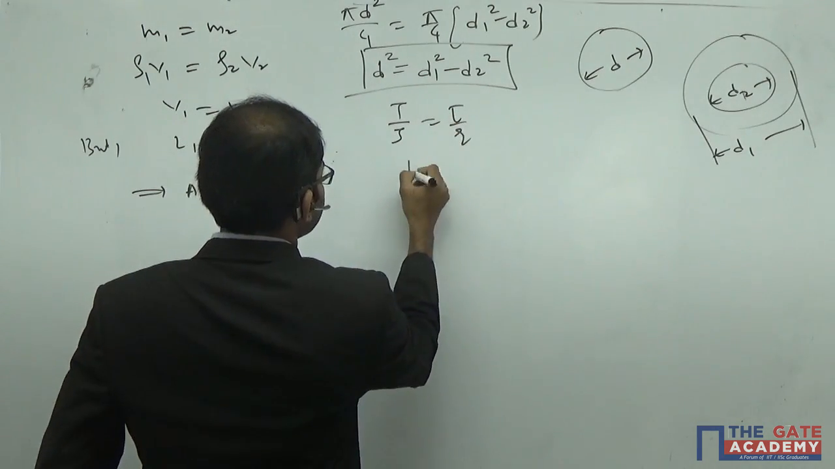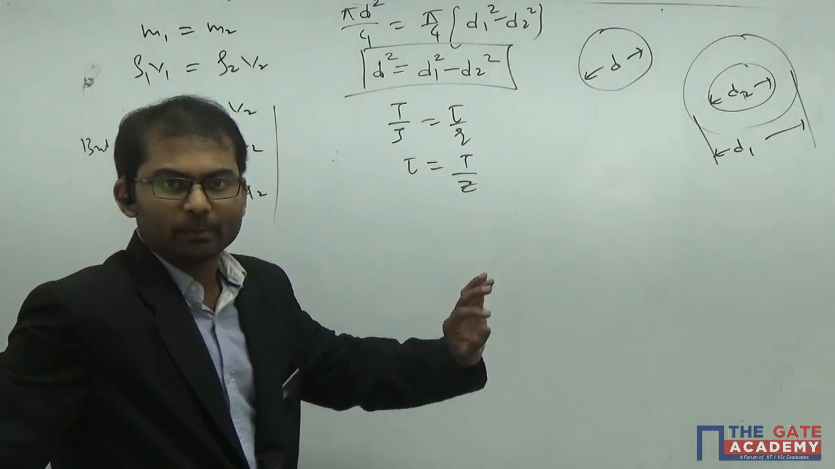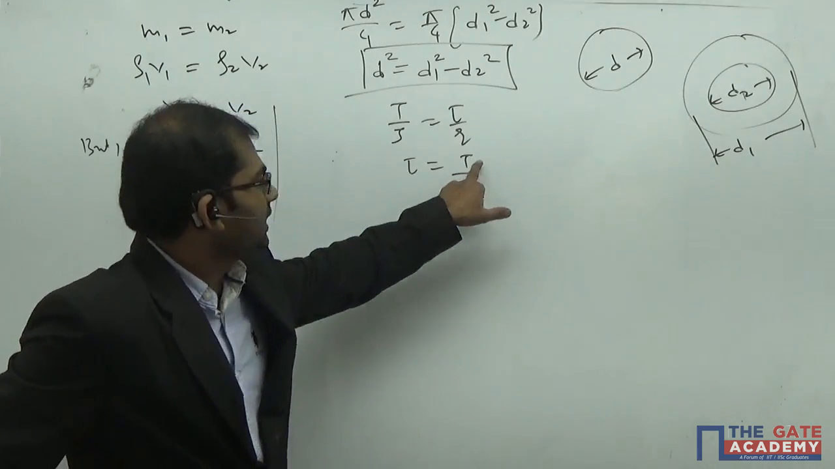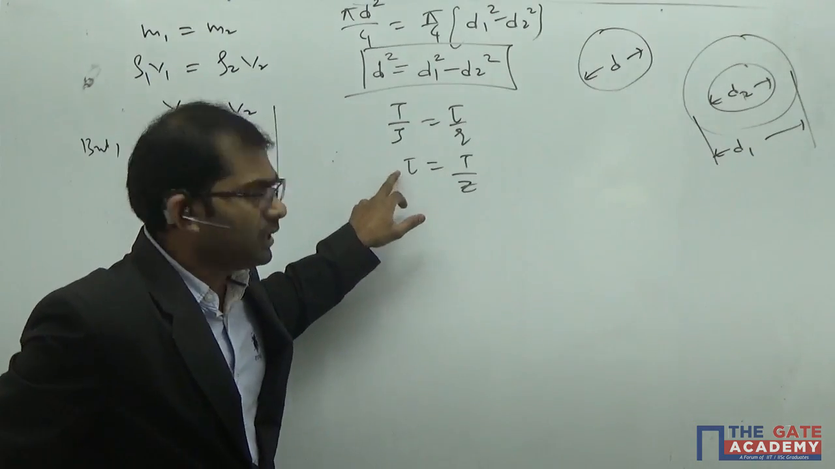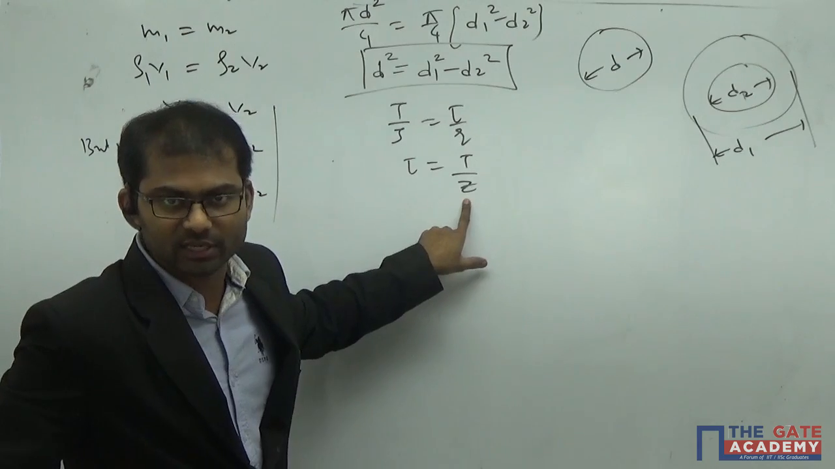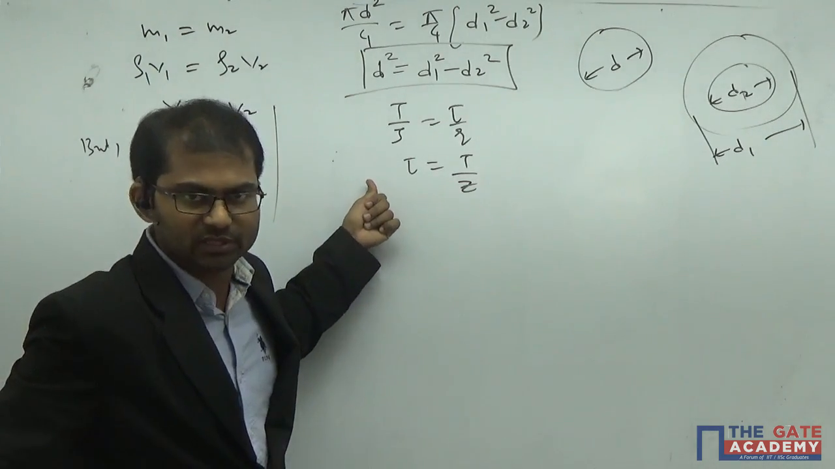So basically we get the shear stress is equal to T by Z. In both the cases, I'm going to apply the same torque value, so T is the same in both the cases. So we get the value of shear stress. We can understand that the value of shear stress depends just upon the polar section modulus Z here. Whichever has the higher value of Z will experience a lesser value of shear stress.